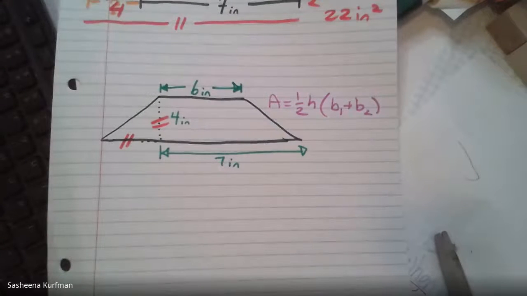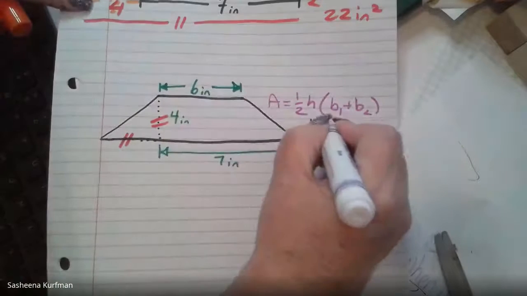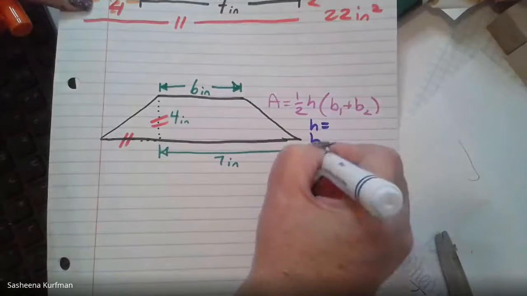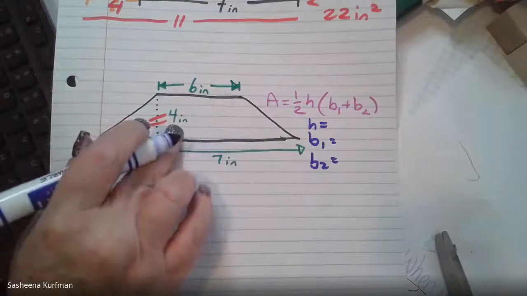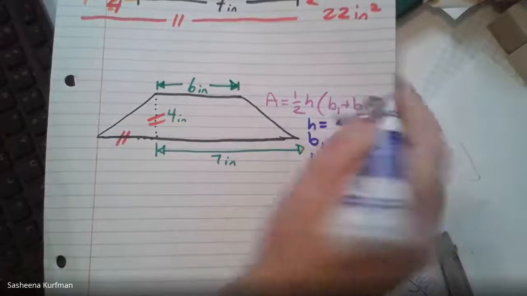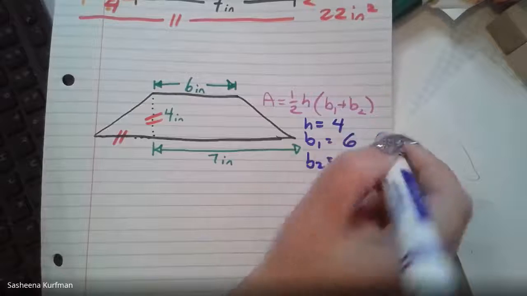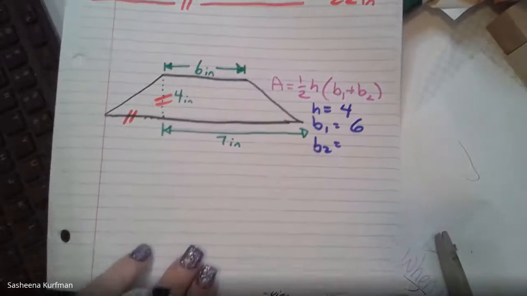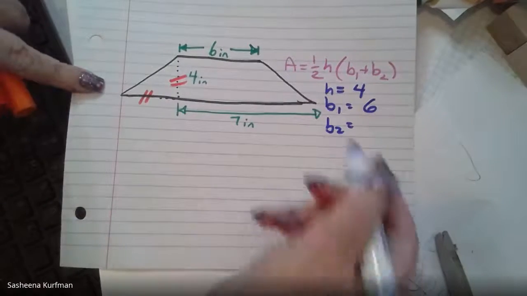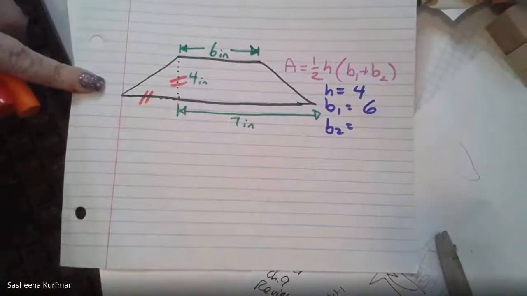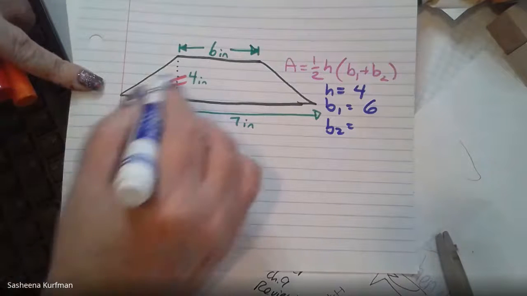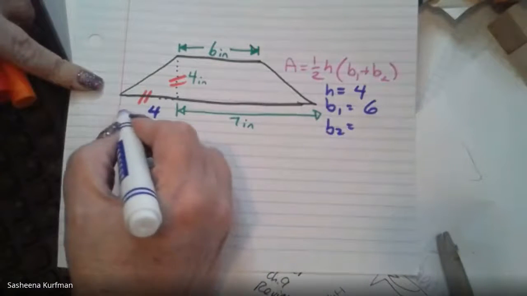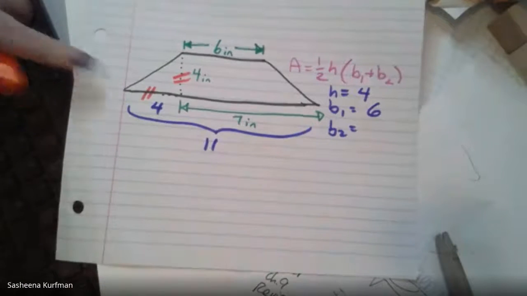It helps if we focus on identifying all the variables and see if we know them. Like, do we know the height? Do we know both of the bases? In this case, we definitely know the height. The height is 4 inches. We know one of the bases is 6 inches, and we need to figure out the other base, and we're going to use the exact same technique. We know that these two pieces are the same length because of this symbol. So this is 4 inches, and altogether this is 11 inches.